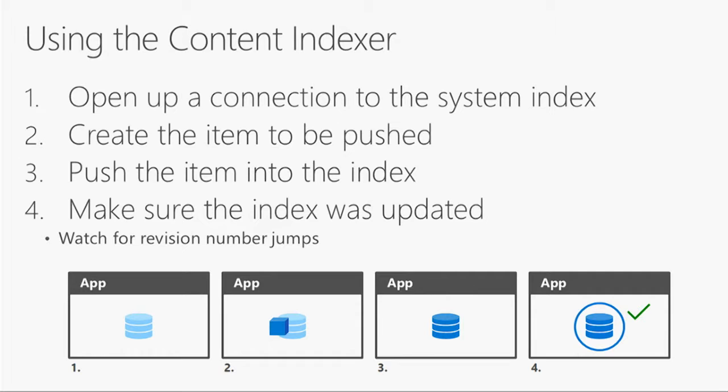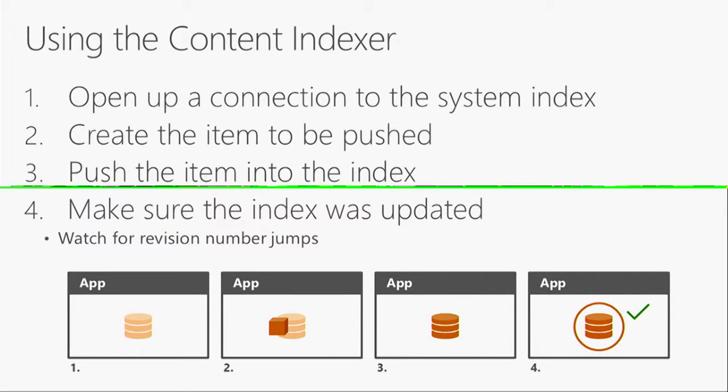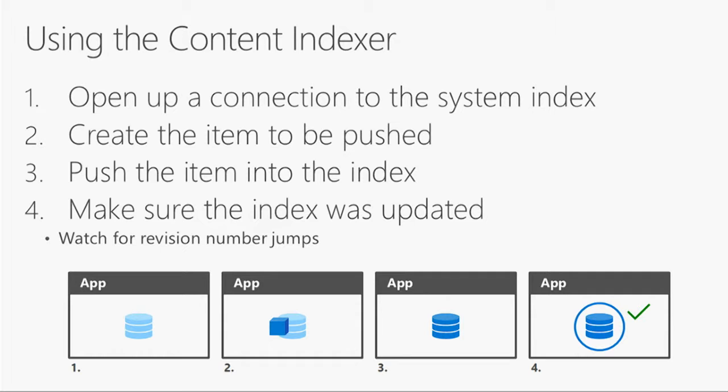There are cases in rare situations where the index will not successfully index a property bag, if there's a corruption in the data or something else has happened in the app or on the system. Just make a quick eye out for these. Make sure the revision number actually jumps. And we'll show you what I mean by the revision number shortly.